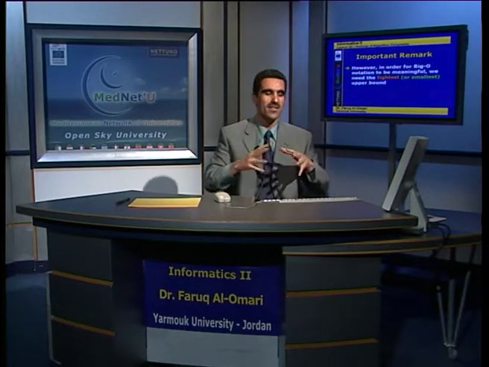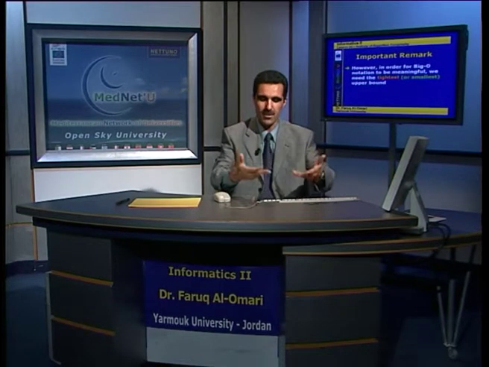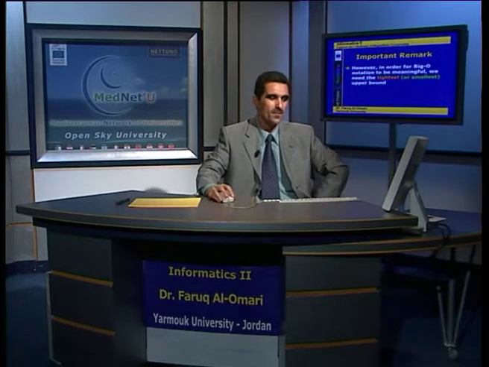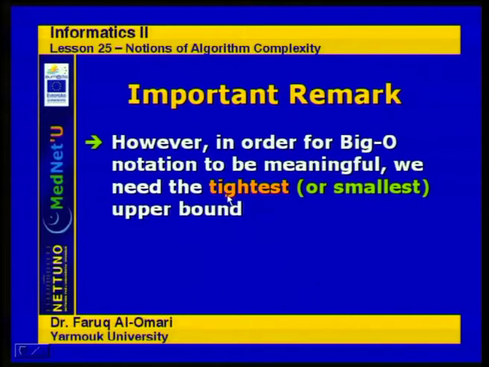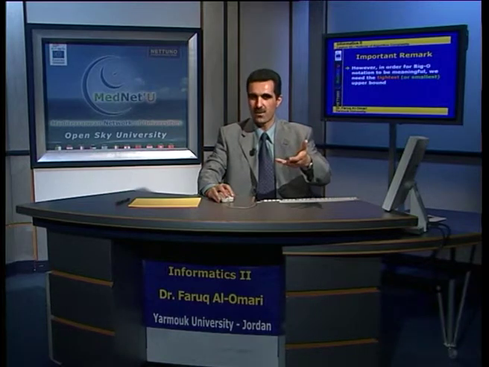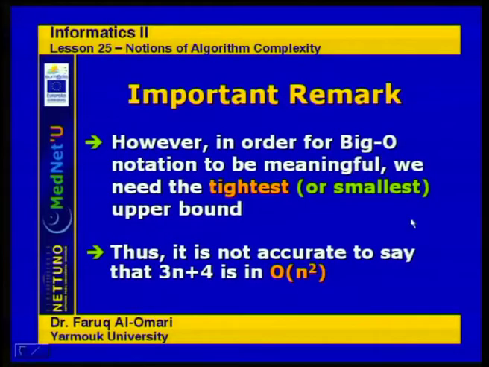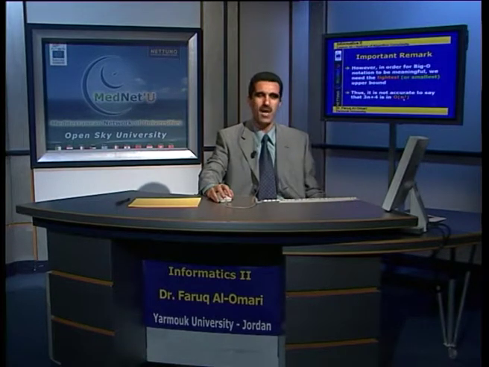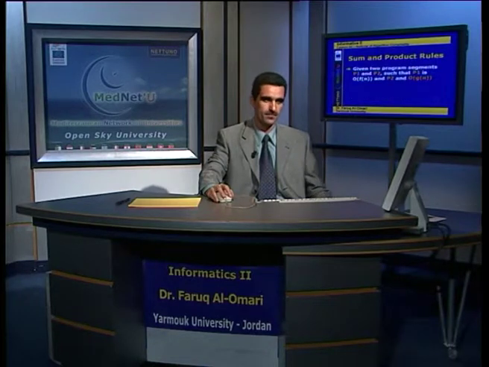So I have to have the bound always closer to the actual expression that I have. To be more meaningful, we need the tightest, the closest, the smallest upper bound to the actual expression. And in this sense, I cannot say that 3n plus 4 is in the order of n squared. Thus, it's not accurate to say that 3n plus 4 is in the order of n squared. It's not meaningful. Yes, n squared is always larger than this, but it's way larger. I'm not going to refer to it as my upper bound.